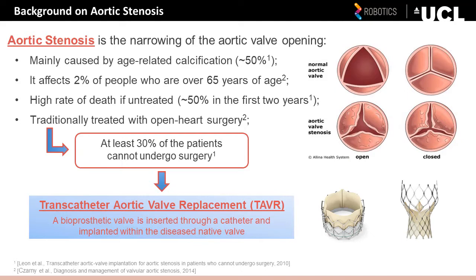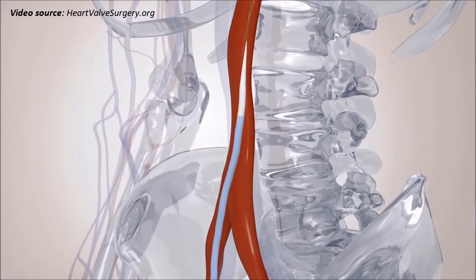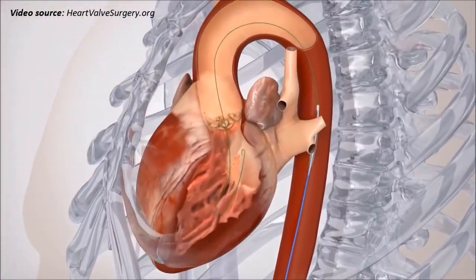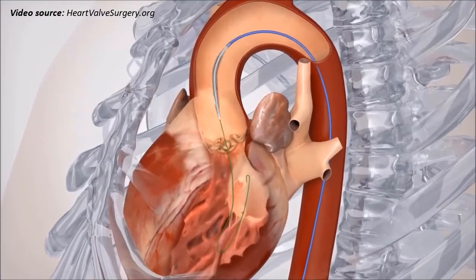Open heart surgical aortic valve replacement is the traditional procedure used to treat aortic stenosis. However, at least 30% of patients with severe aortic stenosis cannot undergo surgical procedures due to advanced age, left ventricle dysfunctions, or multiple coexisting health conditions. Hence, transcatheter aortic valve implantation, or TAVI, was introduced in 2002 as a minimally invasive alternative to surgical aortic valve replacement. The procedure can be divided into 3 steps.